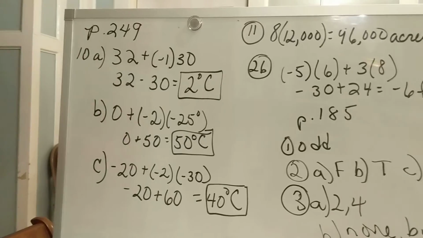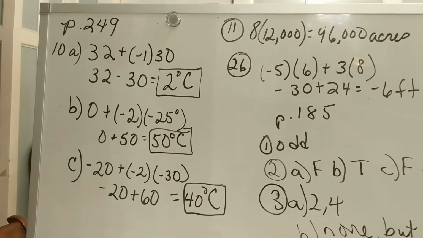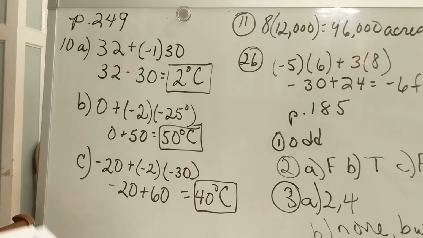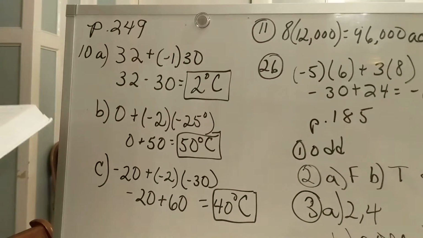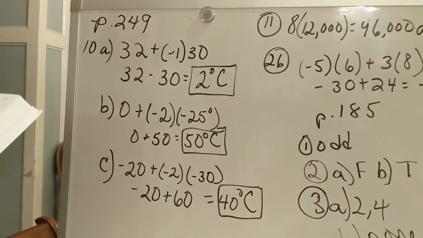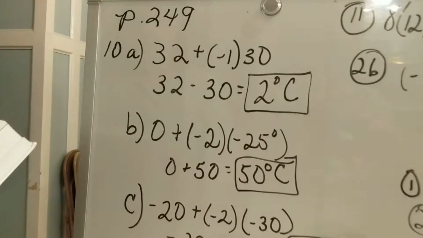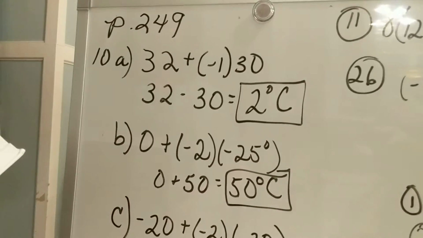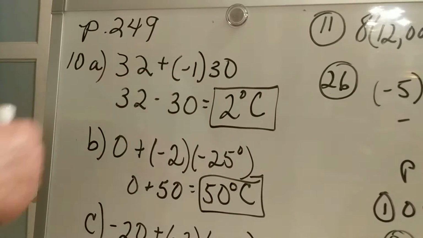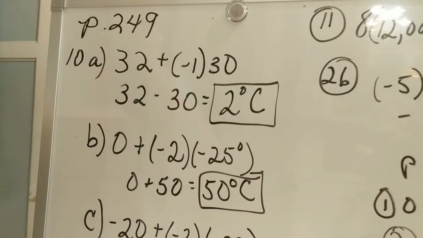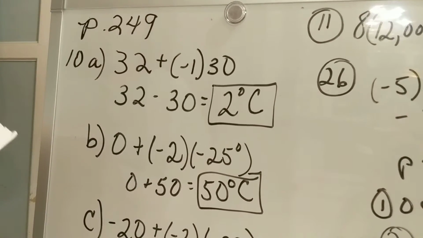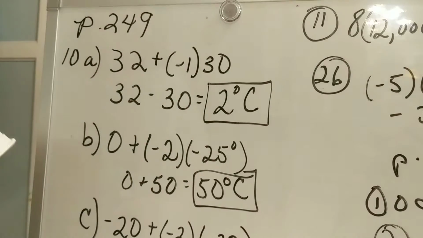Alright, we're going to start on page 249, number 10. It didn't ask to just give an answer, it says to write an expression for each of these. On 10A, it said the temperature at 8 p.m. is 32 degrees Celsius. So we're at 32, and it drops 1 degree per minute. So it drops 1 degree, that's why -1, 30 times from 8 to 8:30. So that's 32 minus 30 is 2 degrees Celsius now. So you need to write the entire expression.